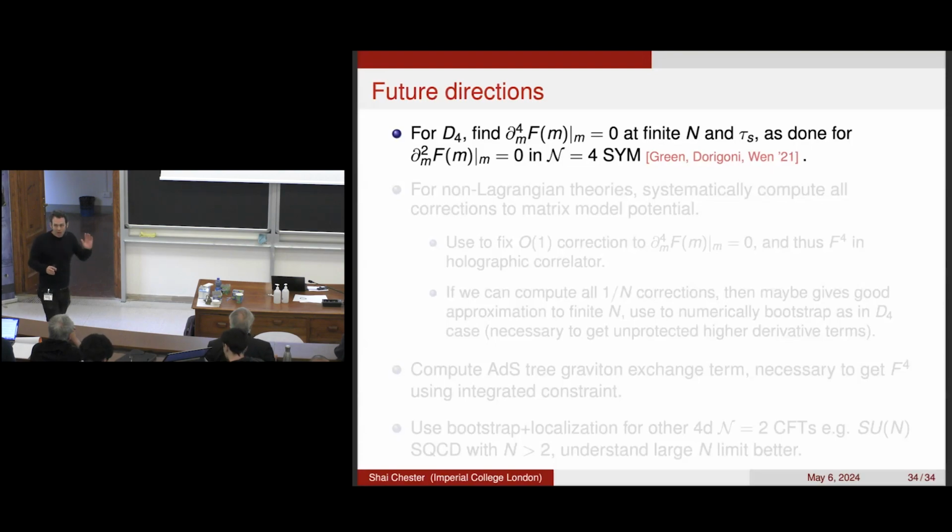Because after all, right now we know the answer to all orders in 1 over n and finite tau. So all we're missing is exponentially small in n terms. So we're very close to getting finite n and finite tau. That shouldn't be too hard, although these exponentially small in n terms probably depend on tau.